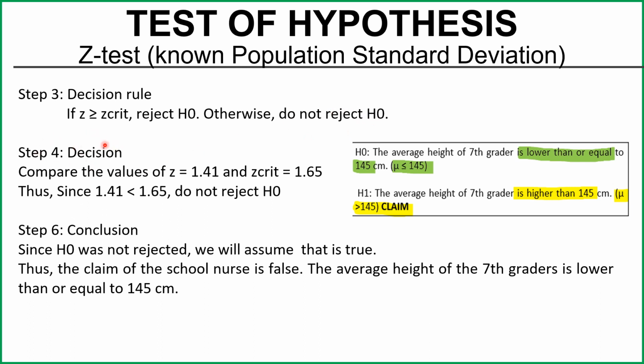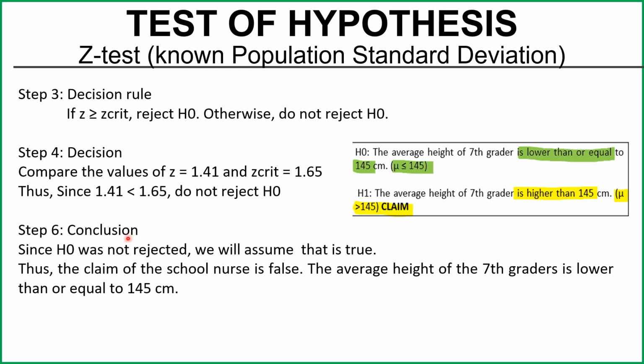So, for our decision making, let's compare the z computed value to the z critical value. The first question is, is the z computed value greater than the z critical value? Is 1.41 greater than 1.65? The answer is no. Thus, since 1.41 is less than 1.65, our decision is that we do not reject the null hypothesis.